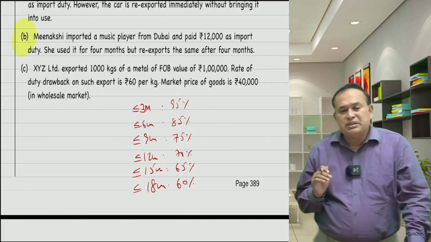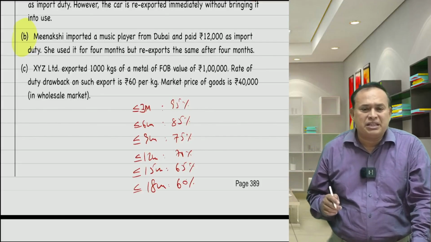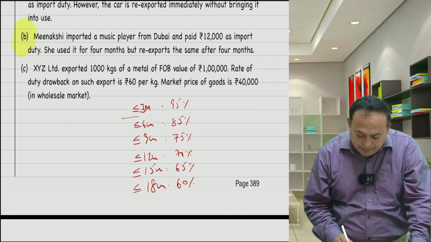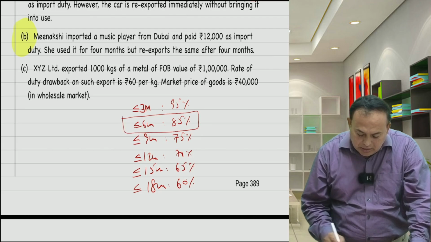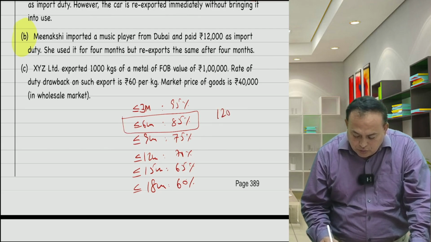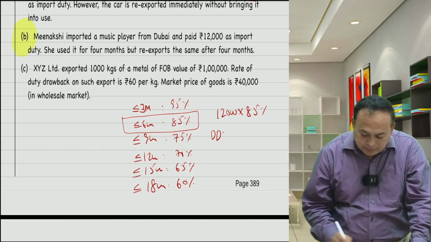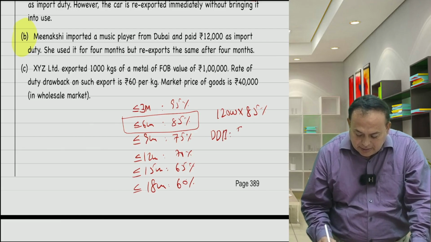Now, she is exporting back within which period? Within 4 months. This range, correct? If so, 12,000 into 85%. Duty drawback amount is equal to how much? Yes, 10,200. It is an RTP problem.